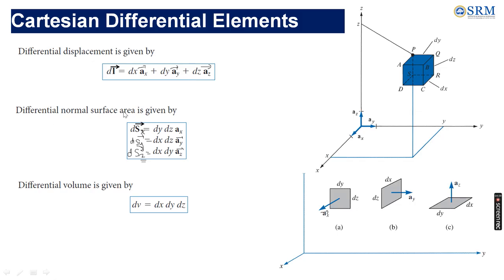How can I write the differential normal surface area? I have three differential normal surface areas. Along the unit vector ax, I have dy dz ax cap. This is the differential surface area, length into breadth. Similarly, along the y-axis, dsy is equal to dx dz ay cap. Similarly, for the z-axis, dx dy az cap.